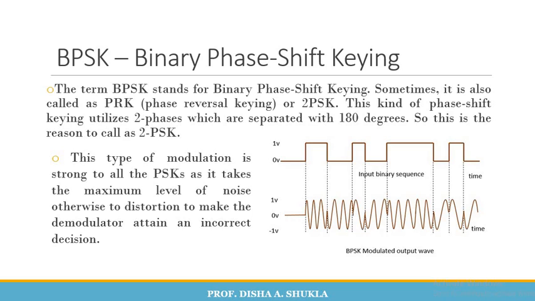This type of modulation is the strongest of all the PSKs as it takes the maximum level of noise, otherwise distortion, to make the demodulator reach an incorrect decision. Here, when the value changes from 0 to 1, the phase changes from +1 to -1. That is, the whole phase changes from +1 to -1. So it is changing between two phases. So that is why it is called a 2PSK.